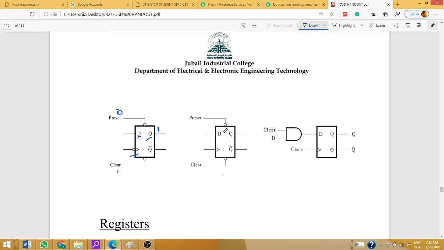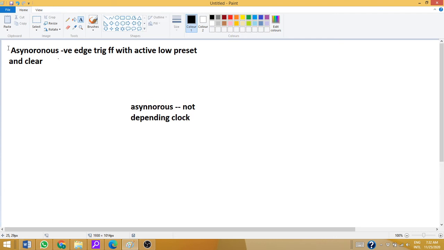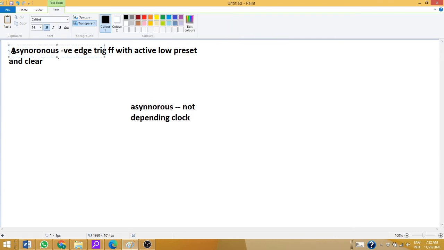Okay, now the second flip flop. What is the name of this flip flop? We are saying this is the first one. Here it is the first one, is it? This is the first flip flop.